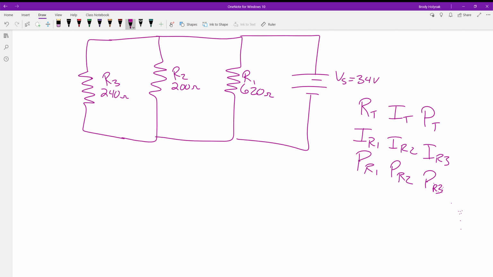I'll give you your choice of what you want to answer in each of the categories. So one's for resistance, current, and power totals. Then once we get all those solved, then we can answer the branch currents. After we get that solved, we can solve for the powers.